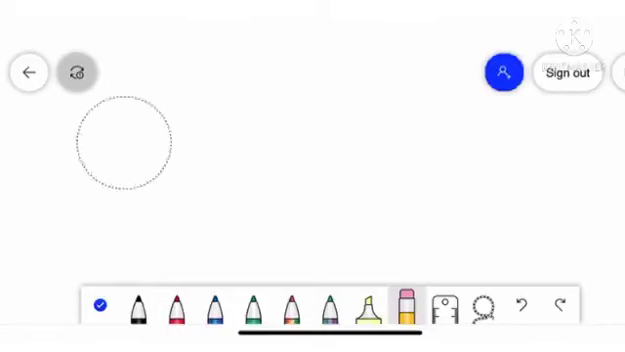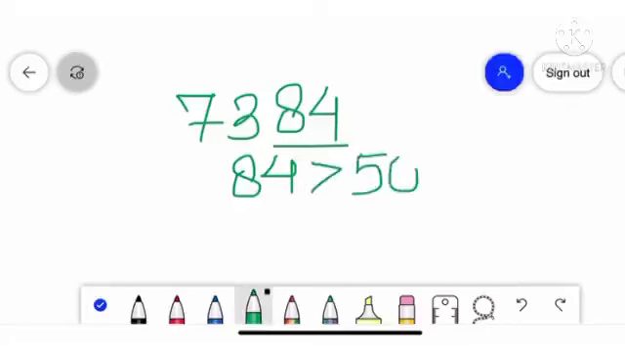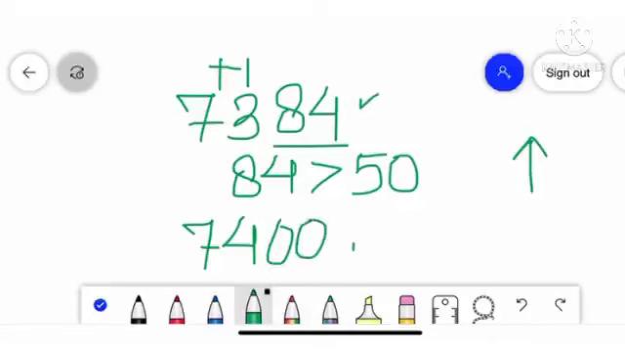Now one more example I am going to give you, that is 7384. Now as you can see, the number is ending with 84, and 84 is greater than 50, so the number is going to be rounded up. So we will add 1 on our hundreds place. So 3 plus 1, that is 4, and here we are comparing 84, that is going to be replaced by zeros. 7400 is the required answer.